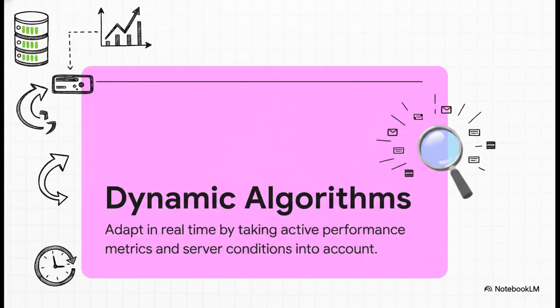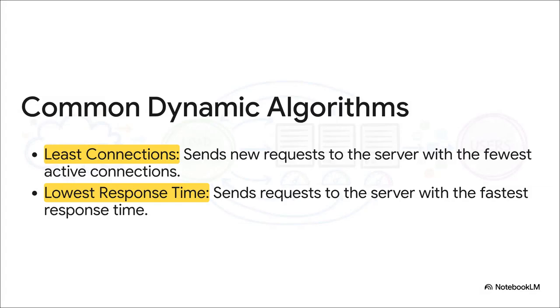Now, on the complete opposite side of the spectrum, you have the dynamic algorithms. These guys are the smart ones. They're not just blindly following a list. They're actively watching the servers, checking their health, seeing how busy they are, and using all that live, real-time data to make decisions from one moment to the next. So a couple of popular ones here are least connections, where the load balancer is basically asking, all right, who's got the fewest people in line right now? You? Okay, the next request goes to you. Then there's lowest response time, which is all about speed. It sends the new request to whichever server is currently responding the fastest.